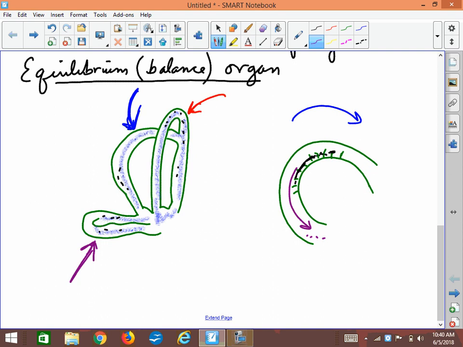That's critically important, because obviously we need to know if we're right side up or upside down, or how we're looking at the world. And that's what this organ does. People who suffer from vertigo, where they get dizzy and sick, it's often related to this organ not functioning properly. We're not 100% sure what actually causes it.